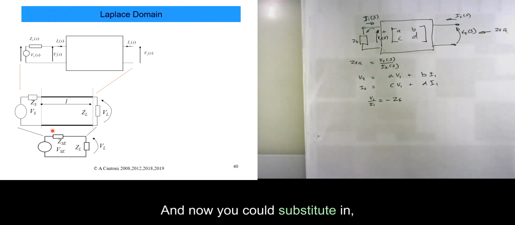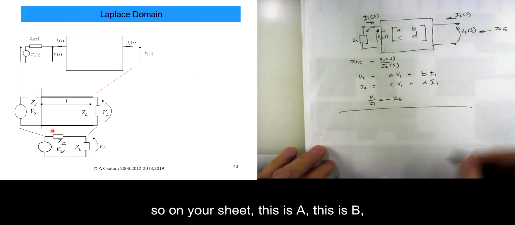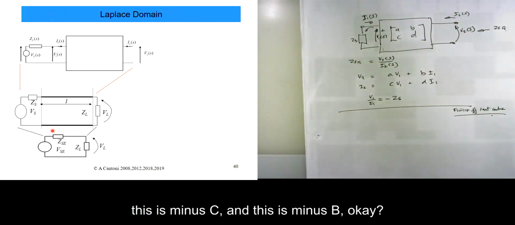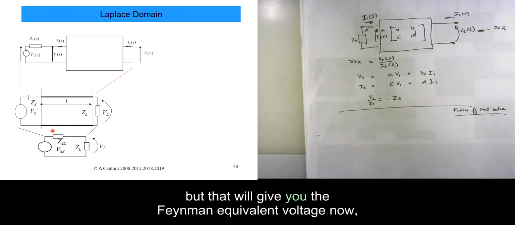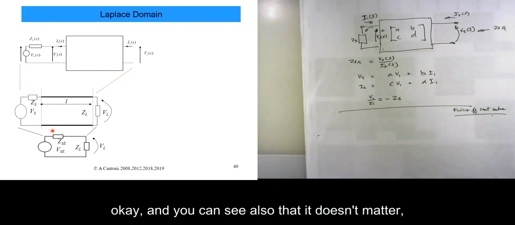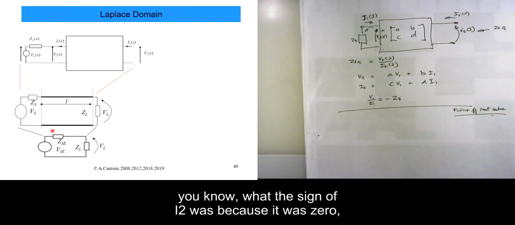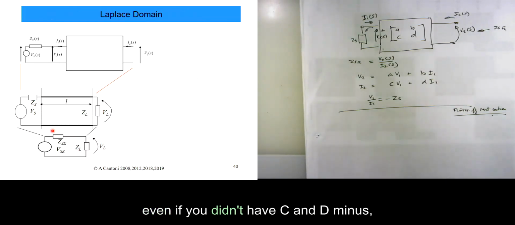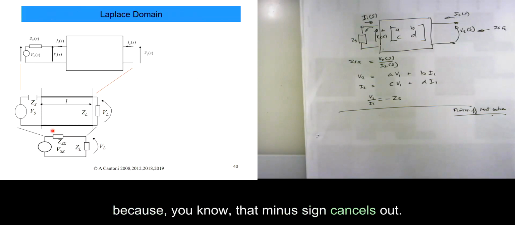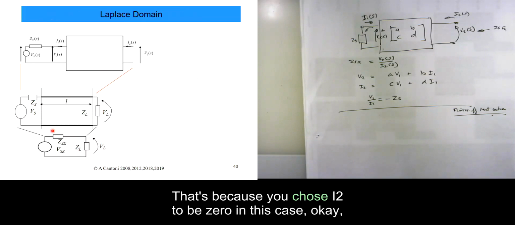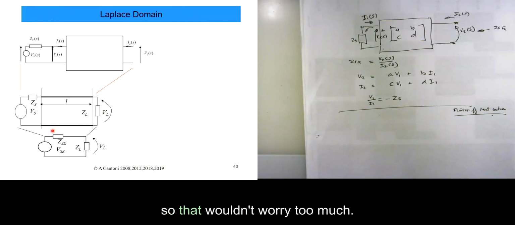You could substitute in. On your sheet, this is A, this is B, this is minus C, and this is minus D, so you have to put a minus sign in front of them, but that will give you the Thevenin equivalent voltage. It doesn't matter in this particular case what the sign of I2 was, because it was 0. Even if you didn't have C and D minus, you still get the same result, because the minus sign cancels out. That's because you chose I2 to be 0 in this case, so we don't have to worry too much.